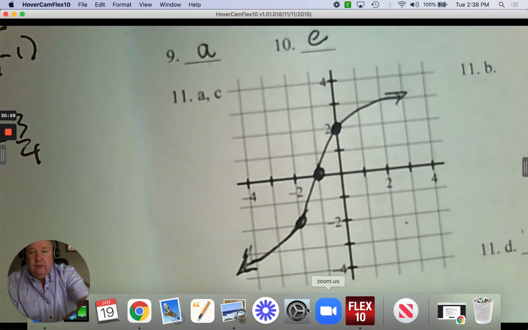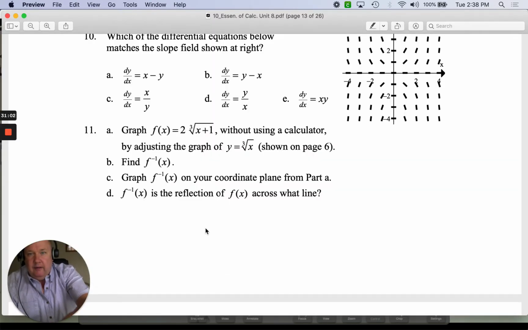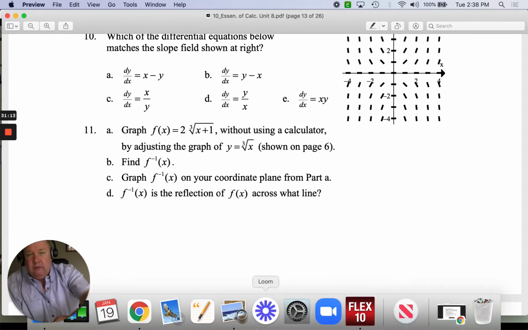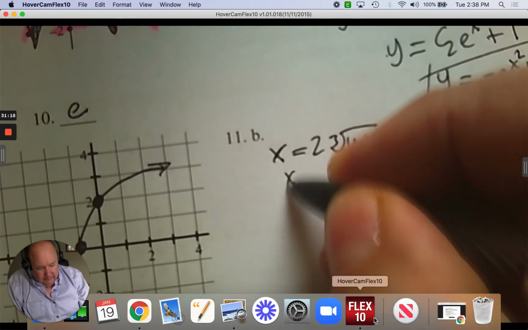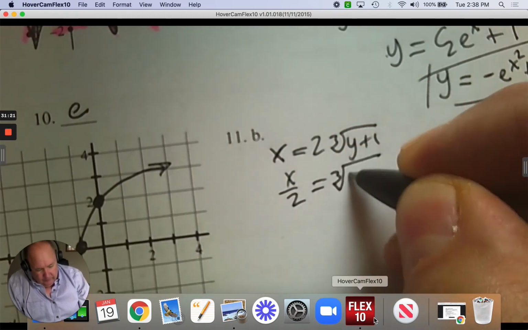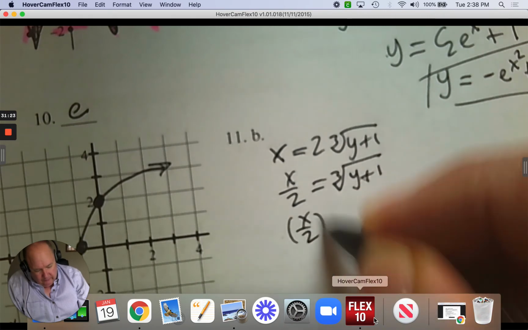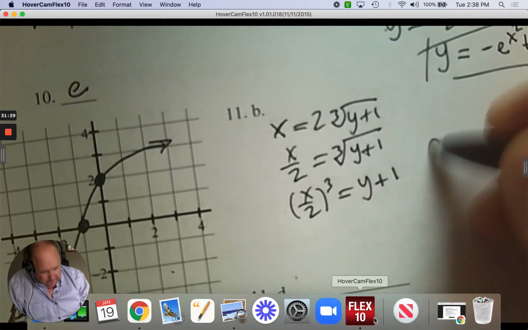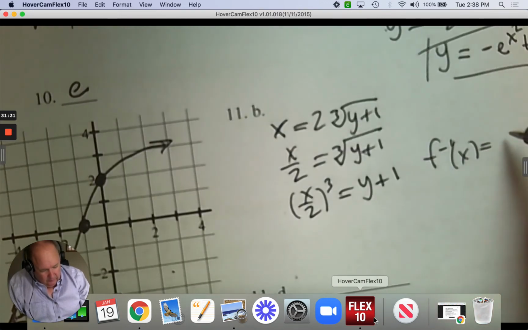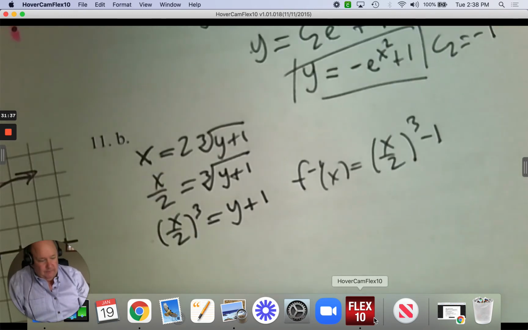And then it says, find the inverse. So to find the inverse, we're going x equals 2 times the cube root of y plus 1. And then we're going to solve for y. So to solve for y here, divide by 2. Cube both sides. And now subtract 1. So the inverse there would be x divided by 2 cubed, subtract 1. That's what it would look like, the inverse.